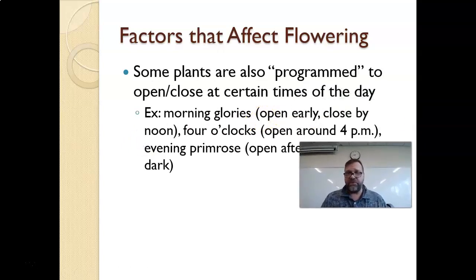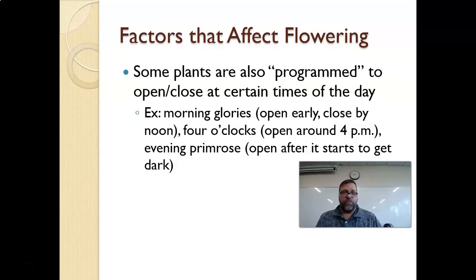And some other examples. Some plants are programmed to open and close at certain times of the day. Examples are the morning glories. They open early and close by noon. And the four o'clocks, that's literally the name of the flower, open around 4 p.m. And then the evening primrose opens after it starts to get dark. That's why it's called the evening primrose. So those three plants all have programs where they open either early in the morning, at 4 o'clock, or in the evening, and all that is in parts of their names.